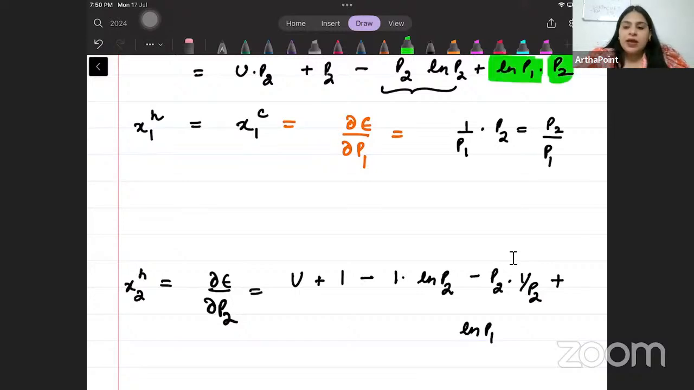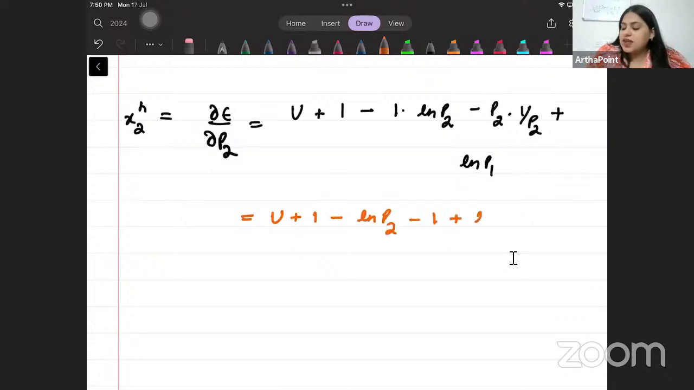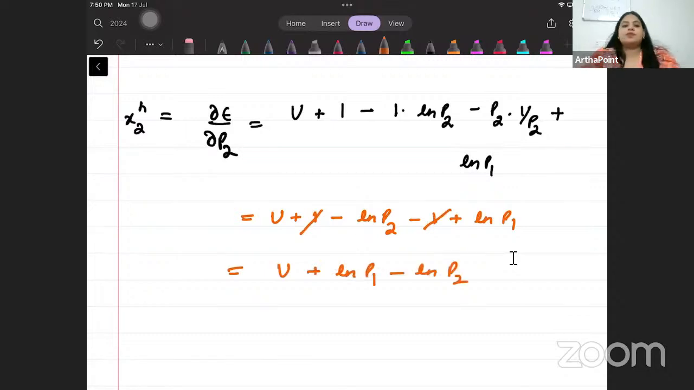Right? Now just go ahead and just find out the answer. So ye ho jayega U plus 1 minus ln P2 minus 1 plus ln P1. This will be U plus ln P1 minus ln P2. These are the Hicksian demands. I have found out the Hicksian demand.